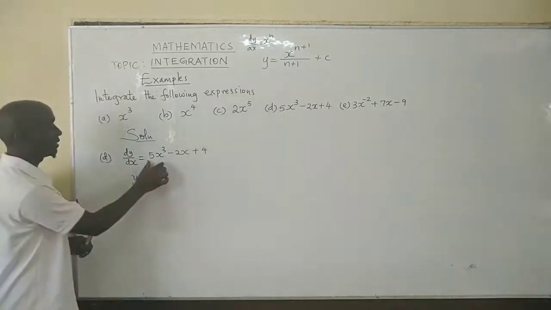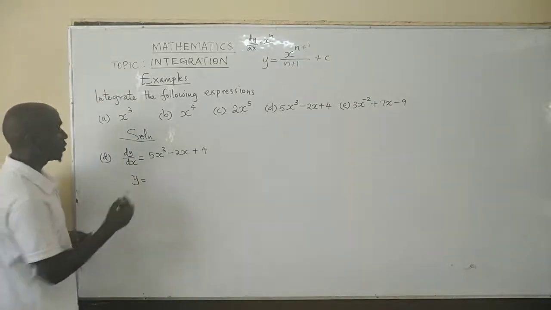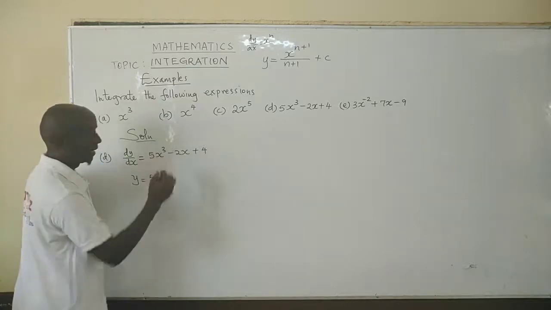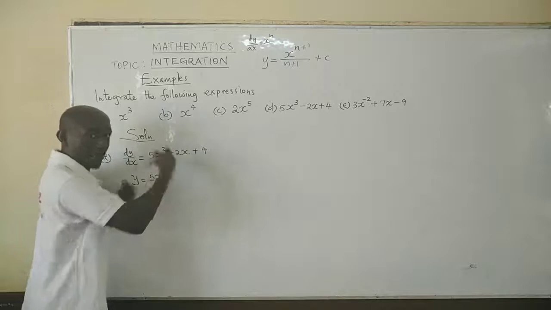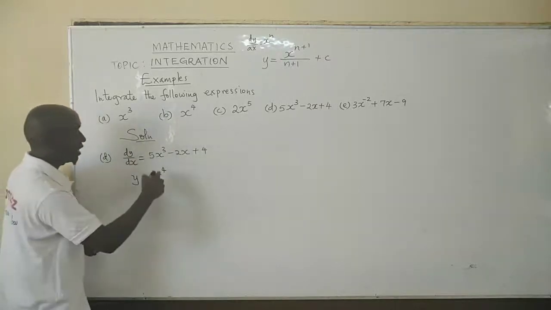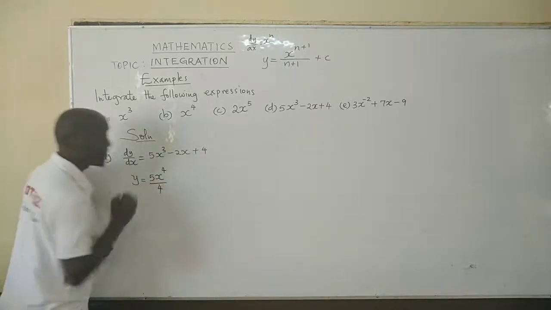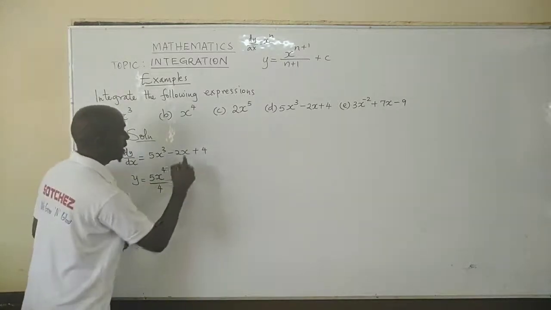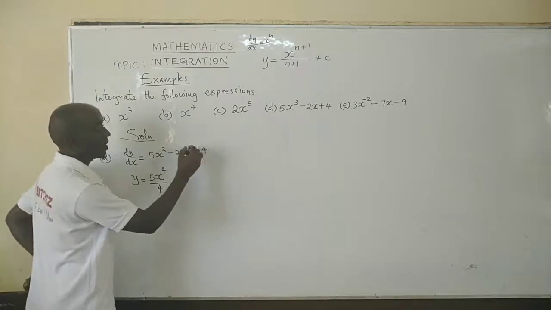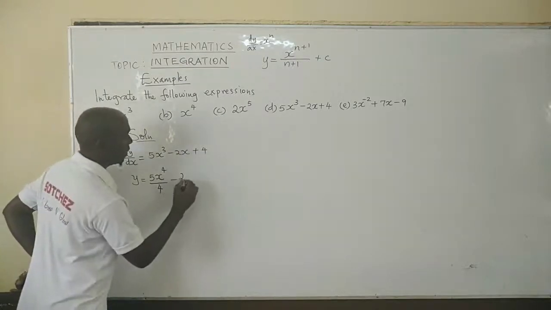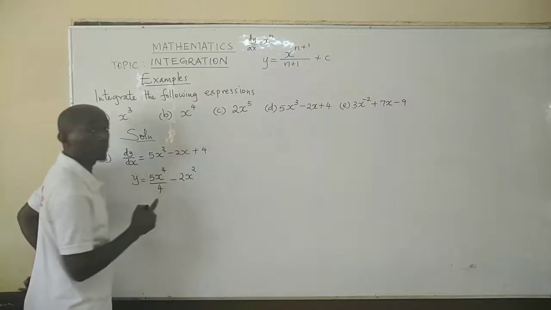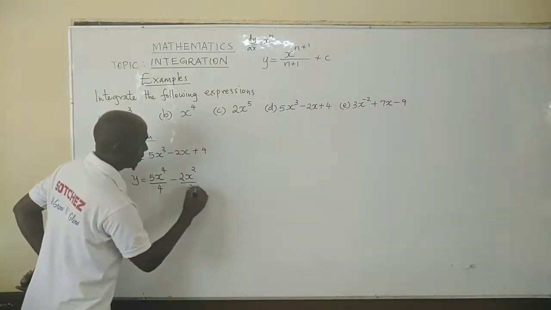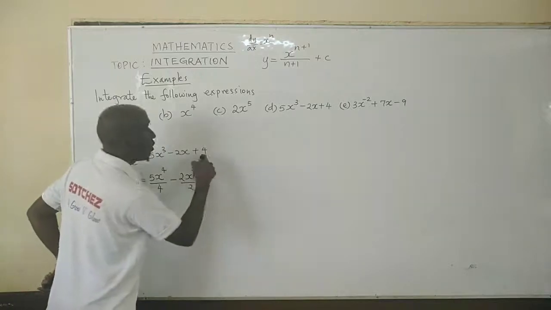So let us integrate. 5x power 3. We will have 5x power 3 plus 1 is 4. We don't need to write now 3 plus 1. 3 plus 1 is 4. Then over that same power 4, minus 2x. The x is the same as x power 1. So it will be 2x power 2. That is 1 plus 1. Then over that 2. Then plus 4.